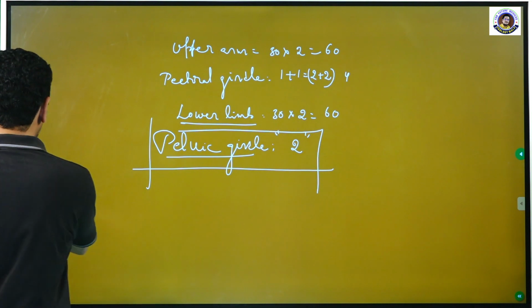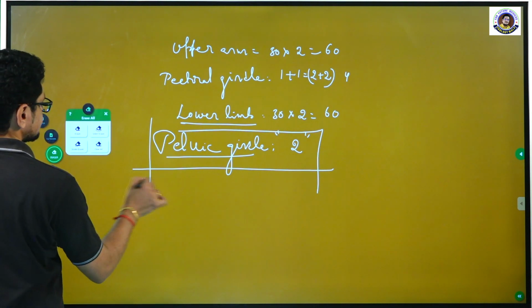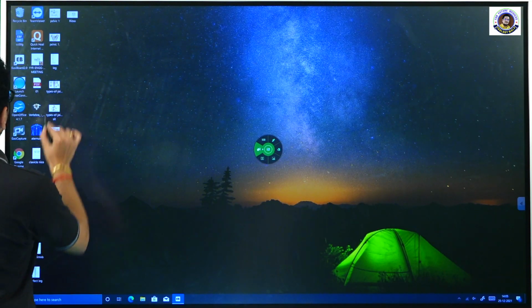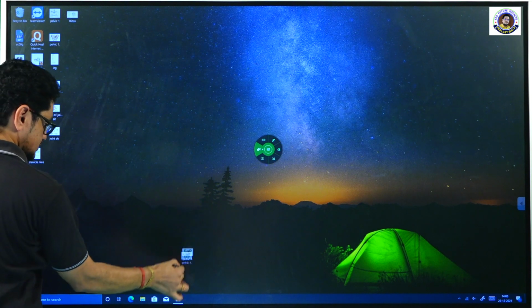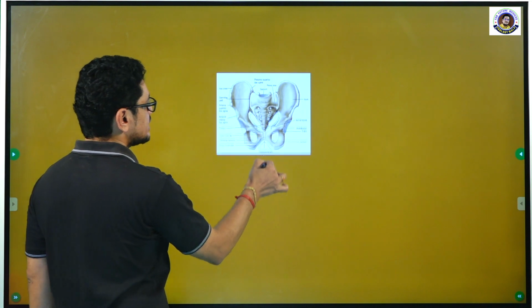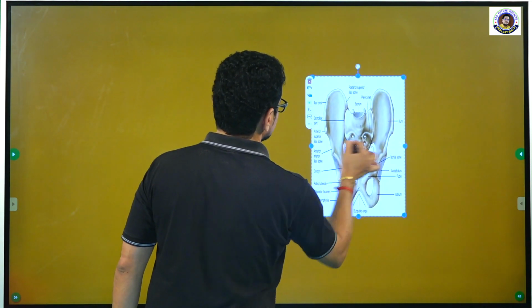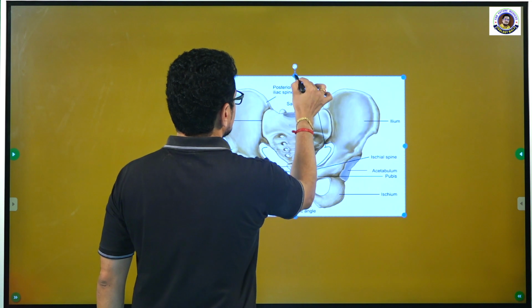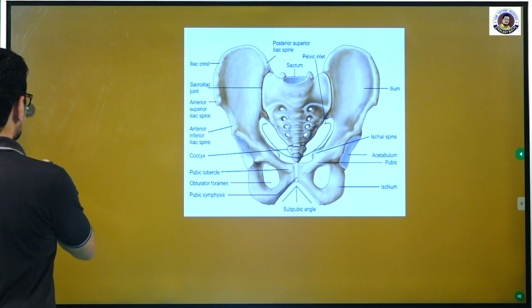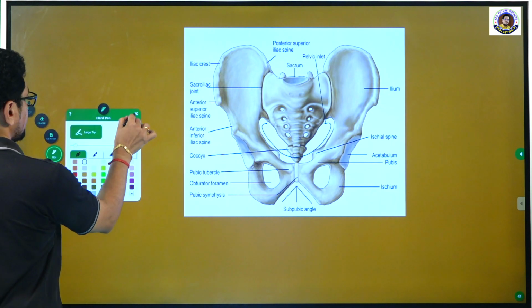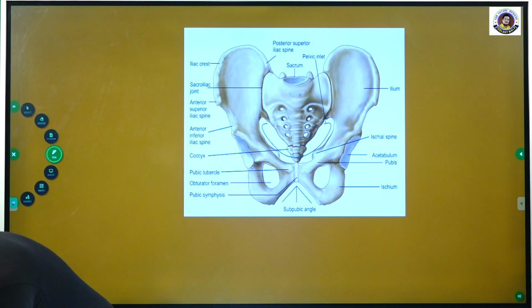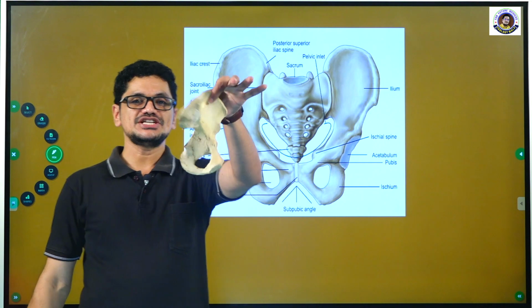I will show you the pelvic girdle, then you will get very good clarity. Let me show you the pelvic girdle. This is the pelvic girdle. So in a human being, the pelvic girdle is present in the lower portion of your body. That's it. This is the pelvic girdle.